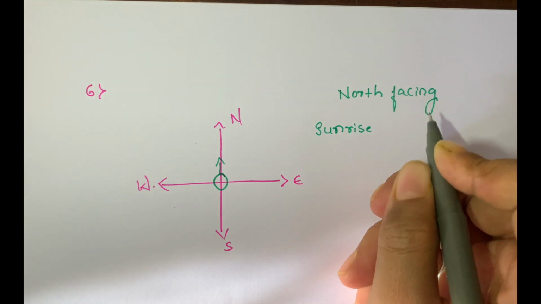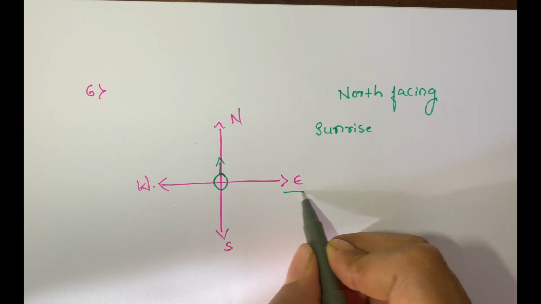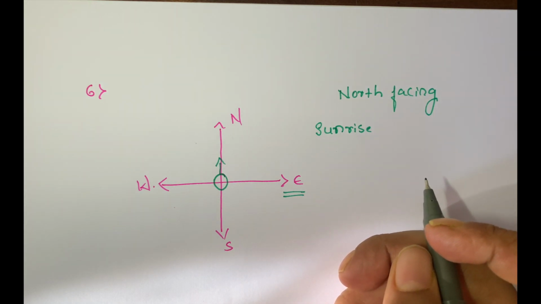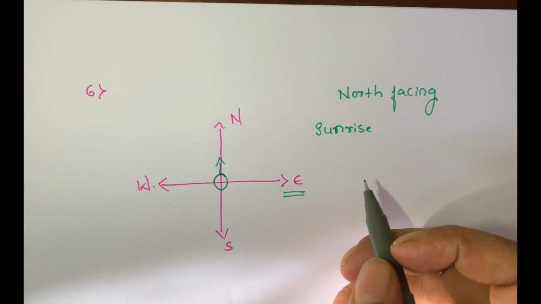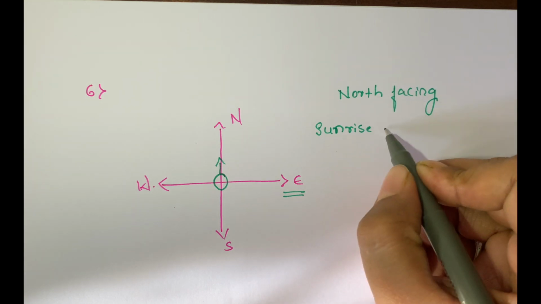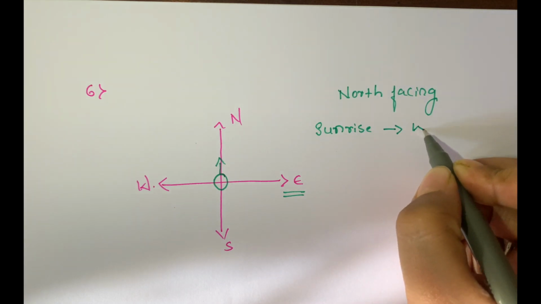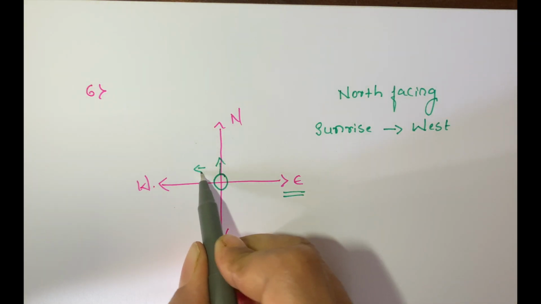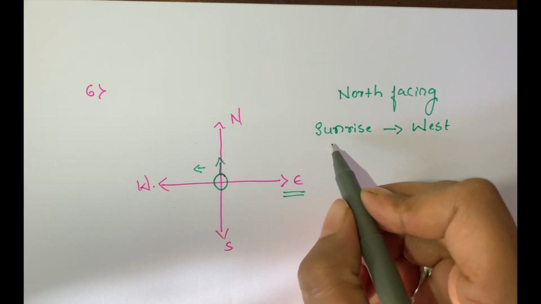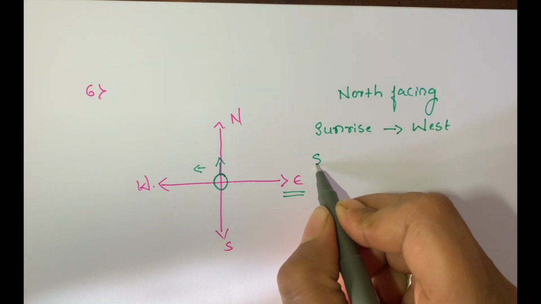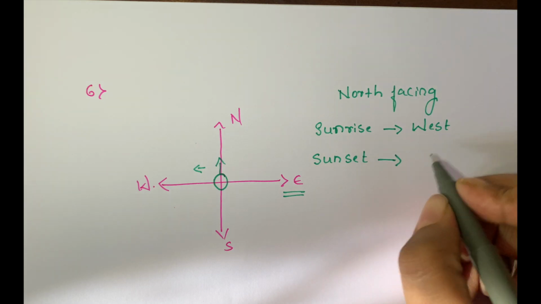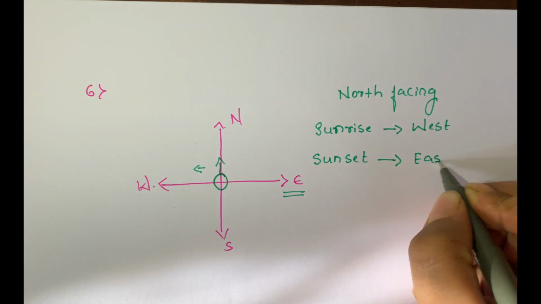Okay, his shadow, where will the sun rays fall? The sun rises in the east. So during the morning, that is during the sun rays, his shadow will fall towards the west. Whereas during the evening, that is during the sunset, his shadow will always fall towards the east.